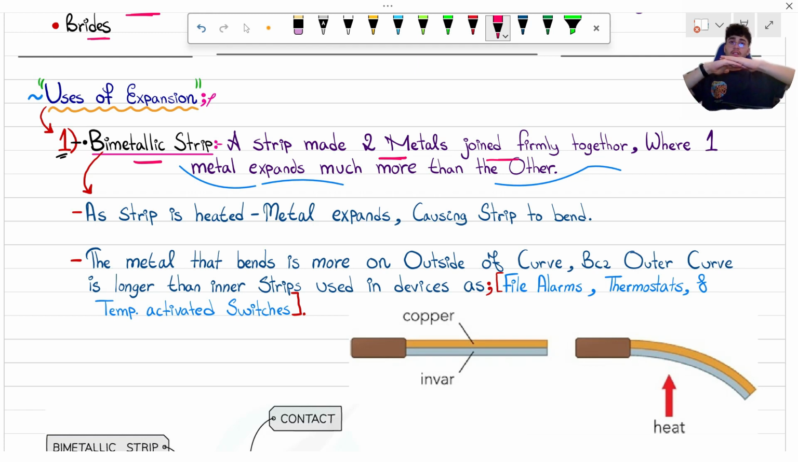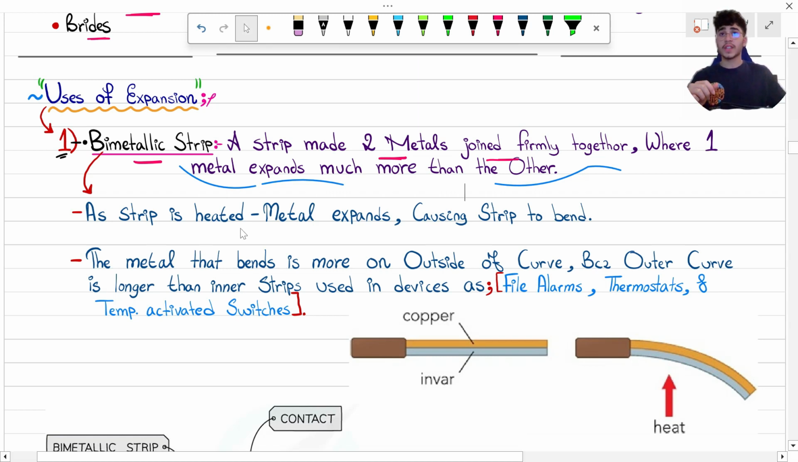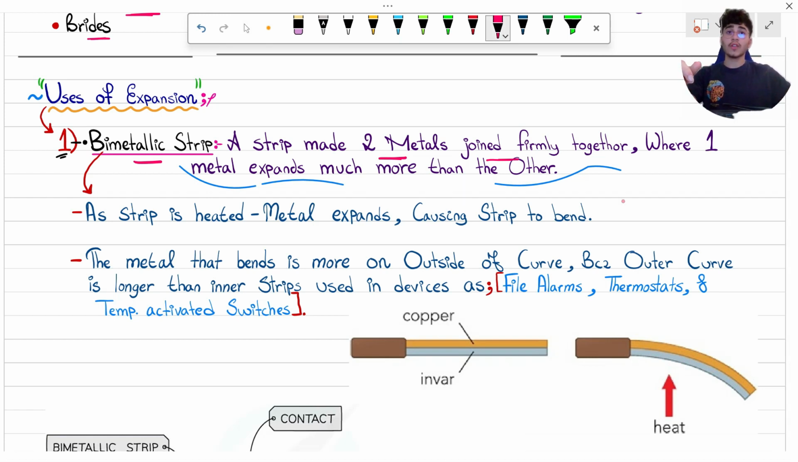As the metal expands, the metal starts to bend. Okay. Now, if the metal that's up expands less than the metal that's below, the strip is going to bend upwards. As the strip is heated, the metal expands, causing the strip to bend. We have 2 metals. When the strip is heated, the strip is going to bend. The metal that expands more is always on the outside of the curve, because the outer curve is longer than the inner curve.